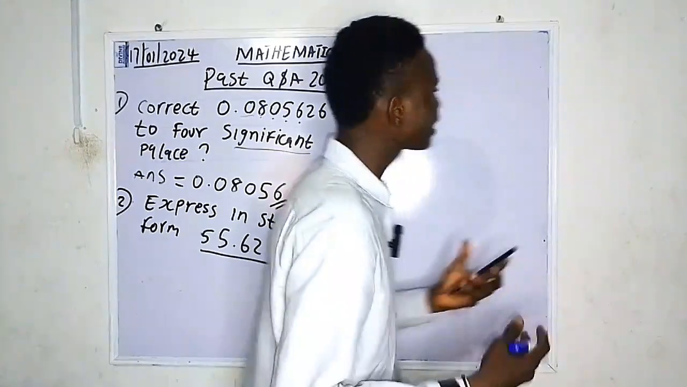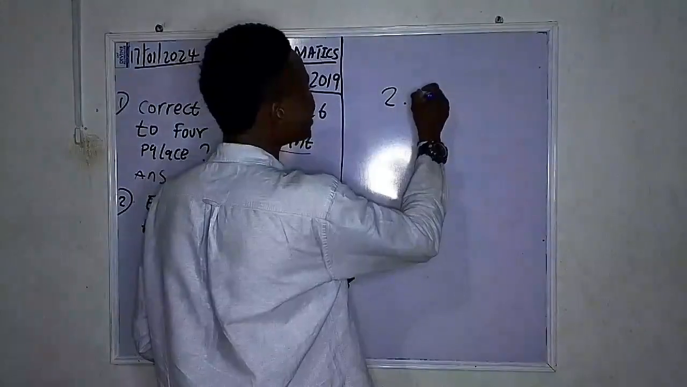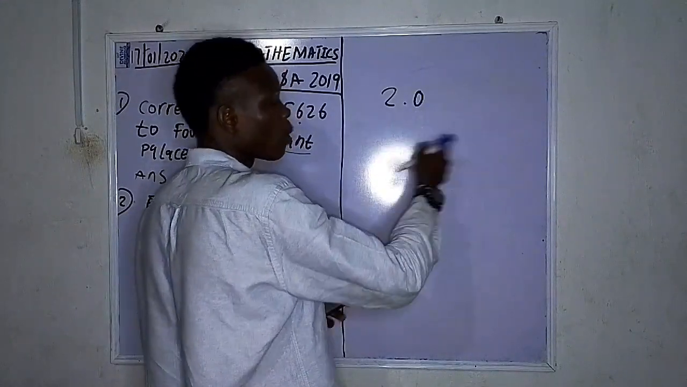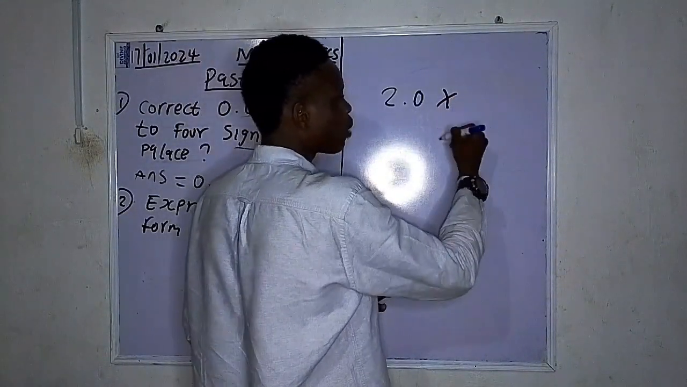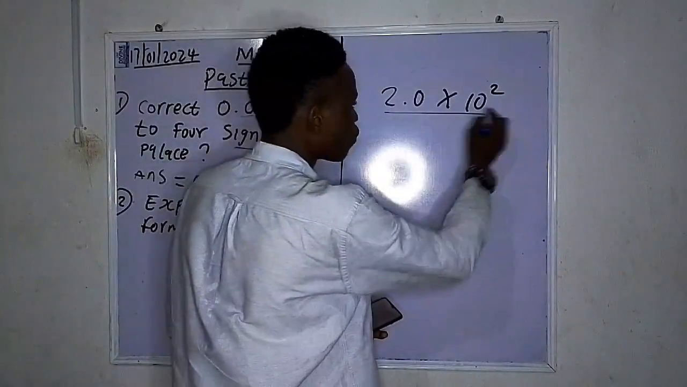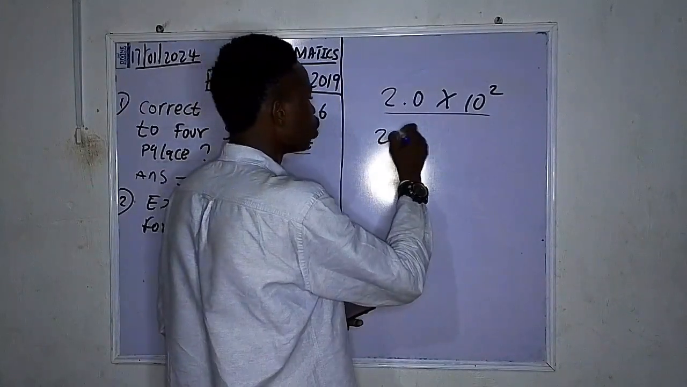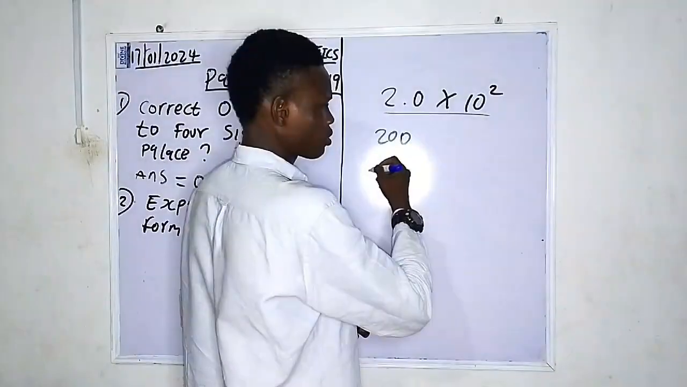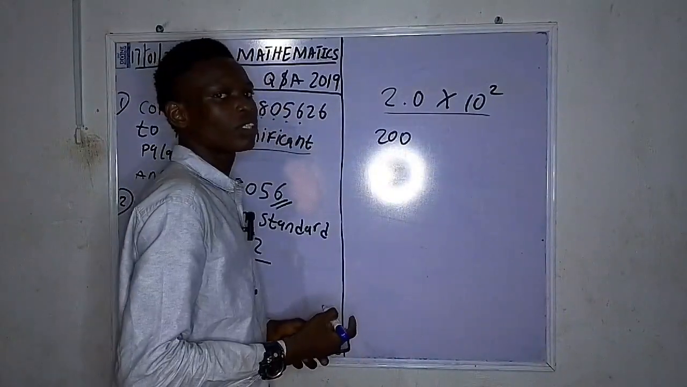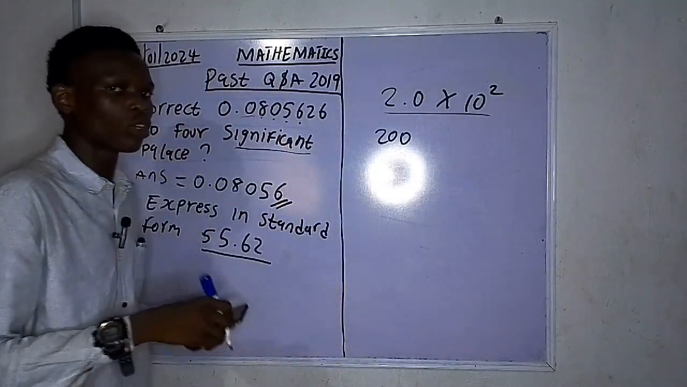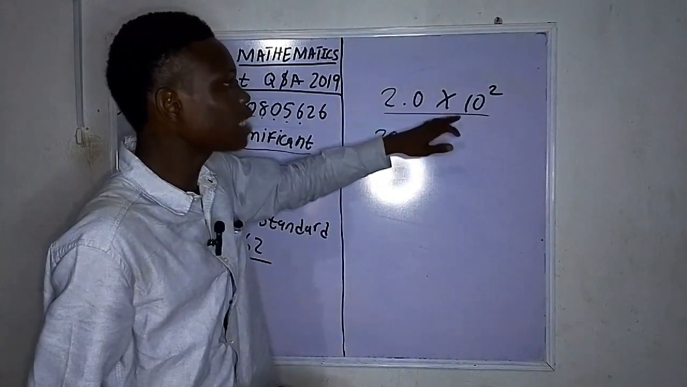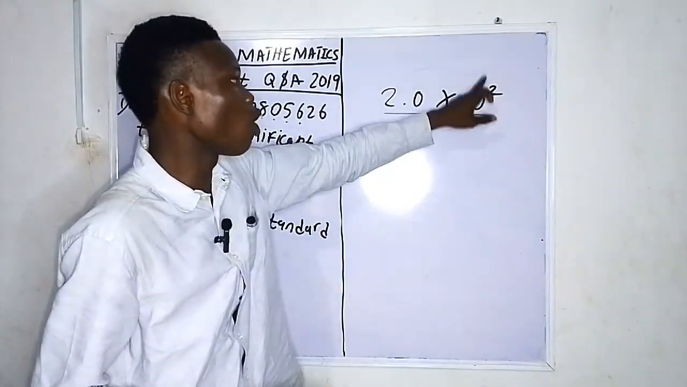Now, what do I mean? An example of a standard form number is 2.0, note there's always a point and another number, point 0 or point another number, times deca, which is 10 raised to the power of any number. Let's call it 2. This is a standard form, but you cannot call 200 a standard form, but we can make it a standard form. I hope this class is making sense to you, and you're understanding that a standard form is a number that is multiplied with 10 raised to the power of another number.